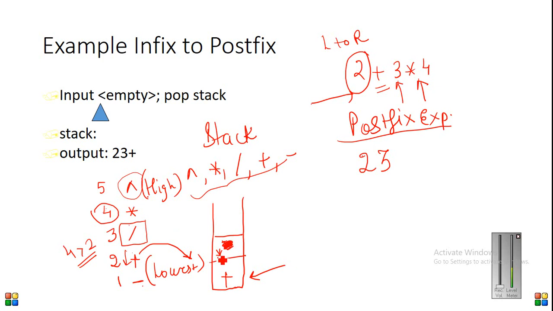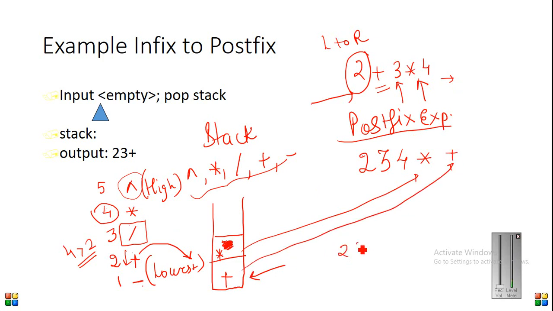So now asterisk is there on the stack. Now we have 4, and the expression ends. So what happens when the expression ends? When the expression ends, you just pop everything from the stack. So first asterisk will be popped and then plus will be popped. So the expression for this is 2 3 4 asterisk and plus. You can also verify this.